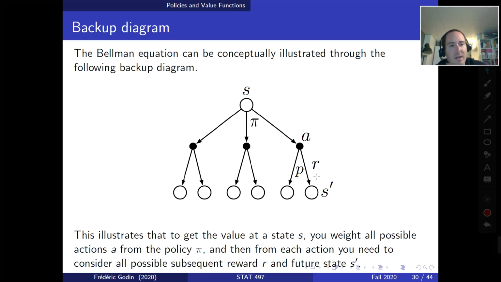So you really need to take a combination of all possible actions, all possible rewards, all possible states S prime, and then weight all these possible scenarios through their probabilities, which are given by pi, the policy, for the action, and by the transition probabilities for the next reward and the next state. This is what we call the backup diagram, which can help us memorize the Bellman equation.